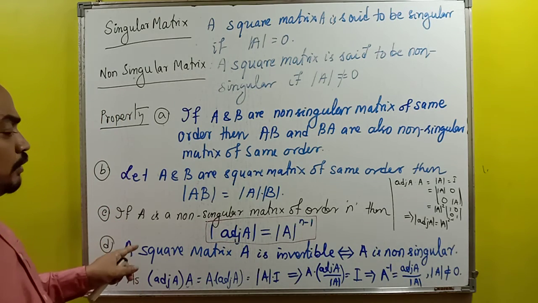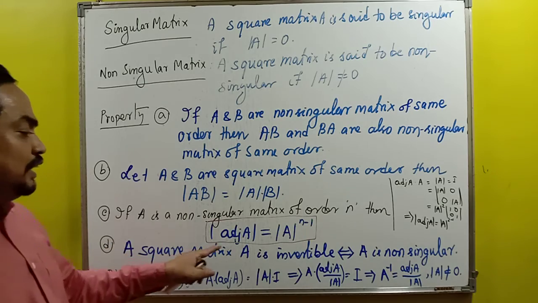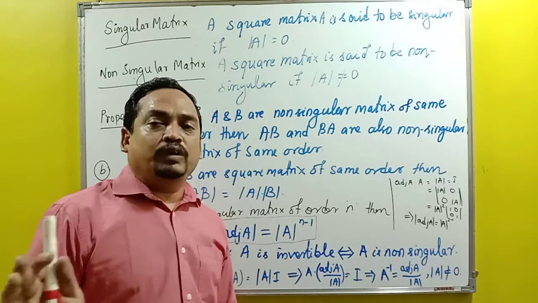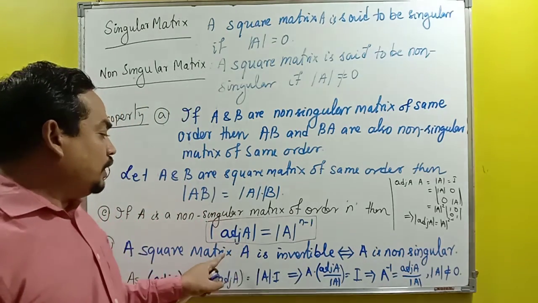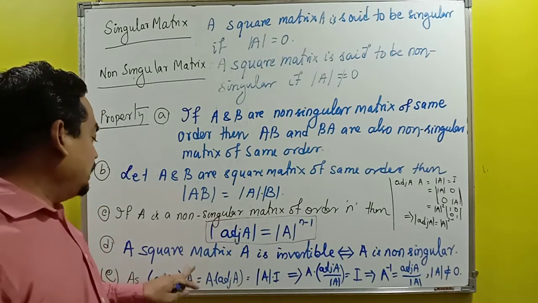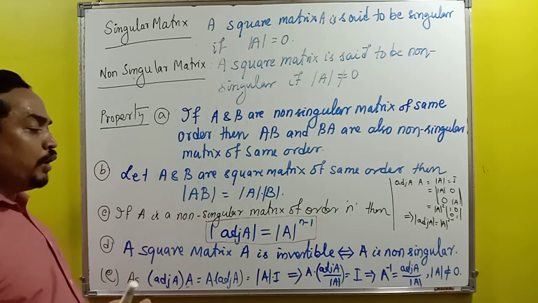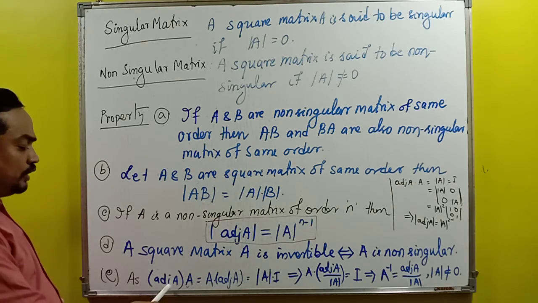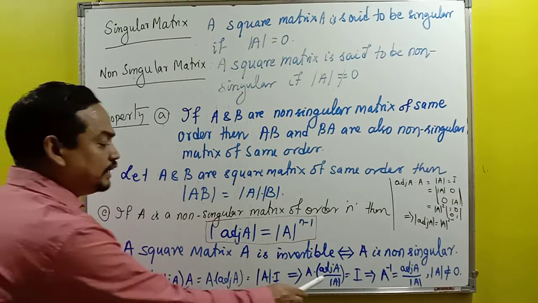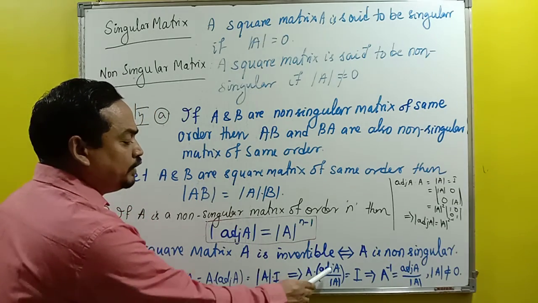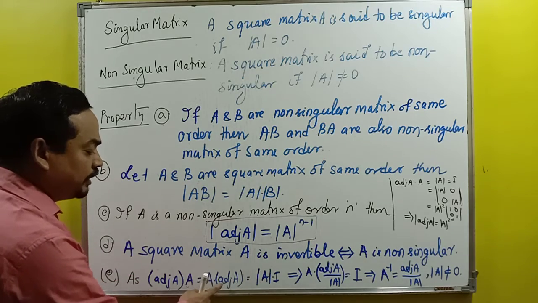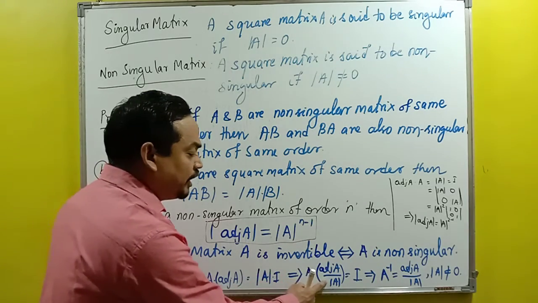Next one: a square matrix A is invertible if it is non-singular. If it is singular, it is not invertible. If it is non-singular, then it is invertible. Then only will we get the inverse. And here is how to find an inverse. As we know, A into adjoint A will be determinant A into I. Now dividing by determinant A, A into adjoint A upon determinant A is I. So the inverse is adjoint A upon determinant A.